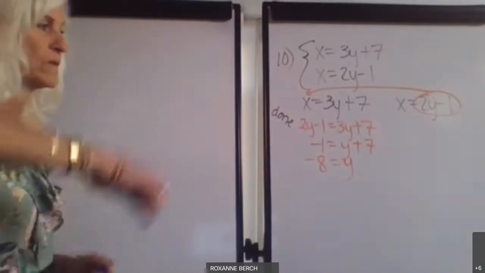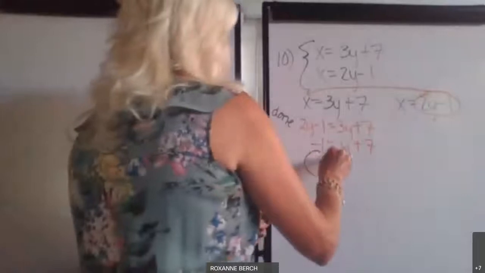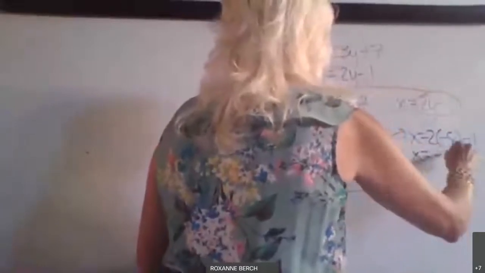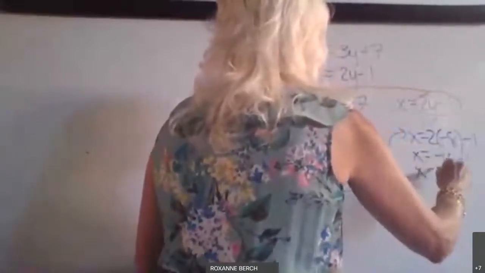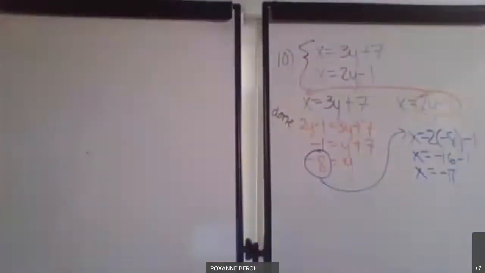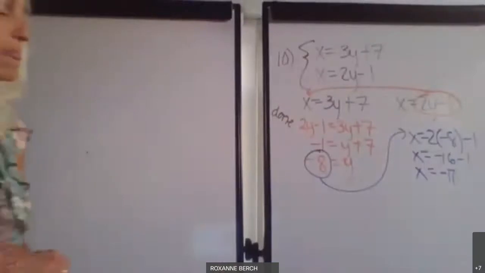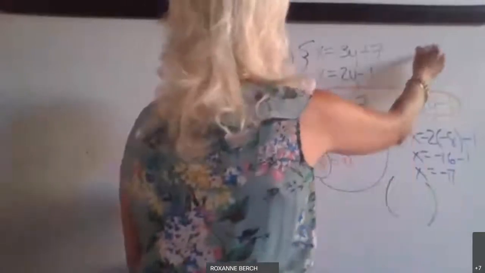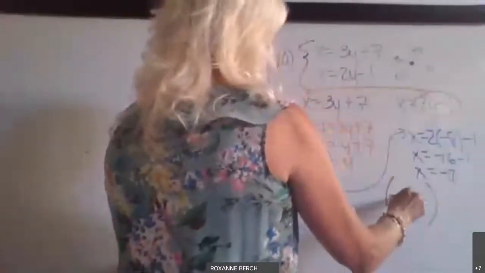Yeah, I got that. So now you can substitute this in for y over here. x is equal to 2 times negative 8 minus 1. x is equal to negative 16 minus 1. x is equal to negative 17. So what's your answer then? Where are the two lines intersecting? Negative 17, negative 8. That's correct.